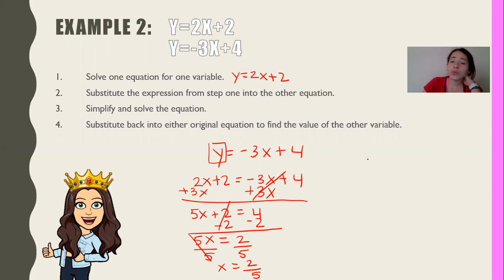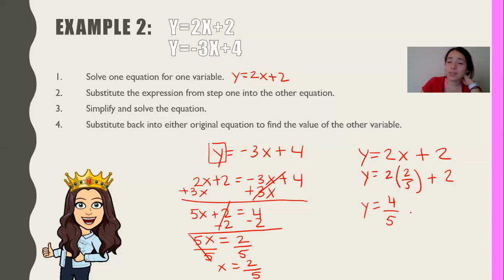Now, in order to figure out the equation, let's go ahead and plug that into the original equation. Our x is 2/5. So we're going to go y equals 2 times 2/5. 2 times 2 is 4 over 5 plus 2.